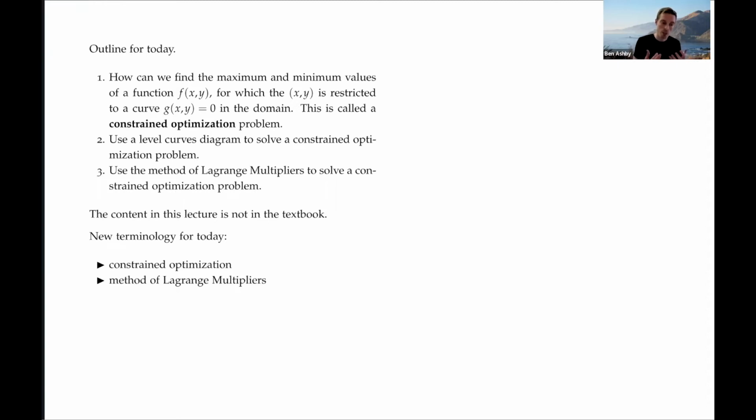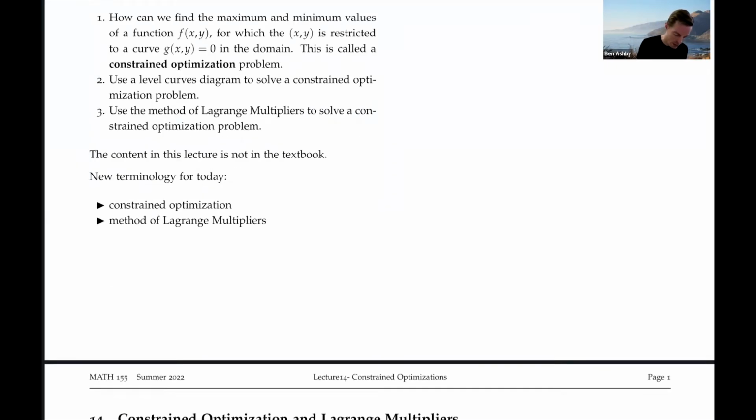So we're going to be talking about this in terms of something called constrained optimizations. That's some new terminology today, as well as things called Lagrange multipliers. And this method of Lagrange multipliers allows us to find the maxima or minima of a function when we are constrained to a particular curve. Okay, so let's dive in.